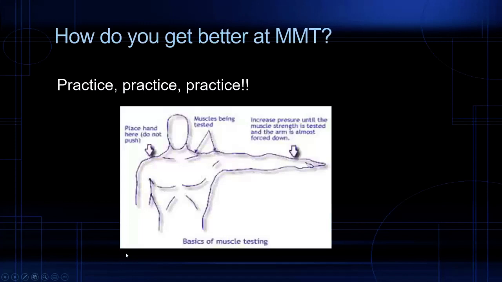Okay, so like you did with goniometry, you're going to have to practice. Practice testing different people, male, female, old, young, injured, not injured, and really hit home with those cues to cement them in there, okay?